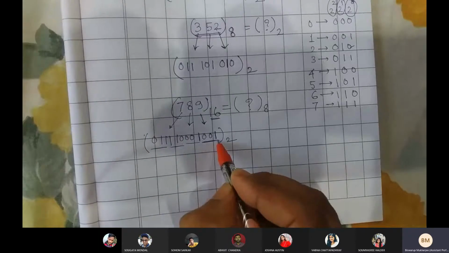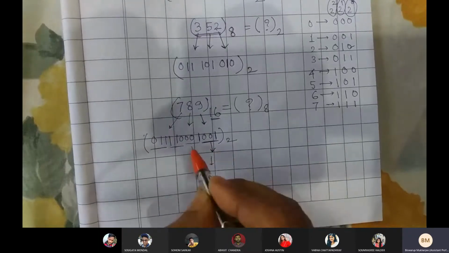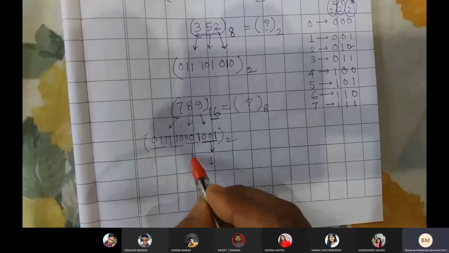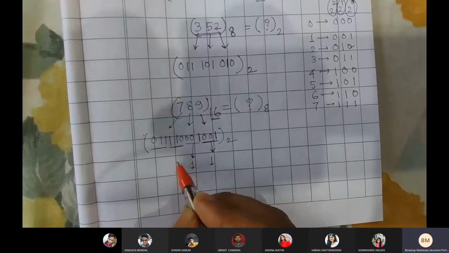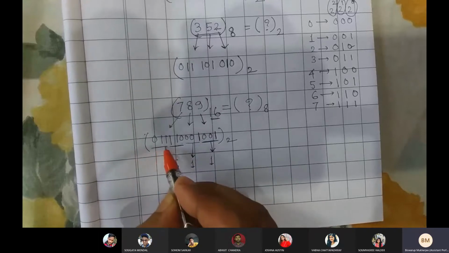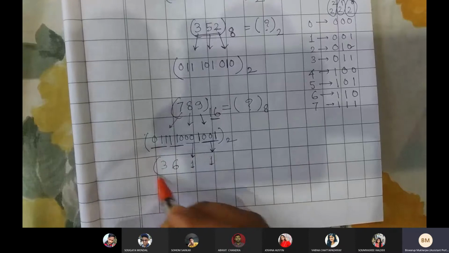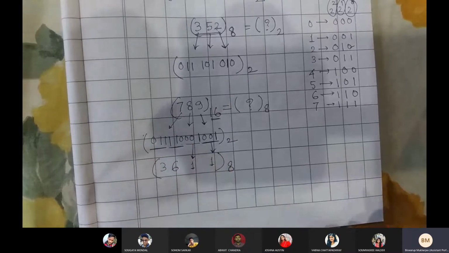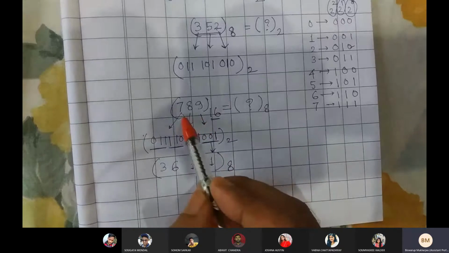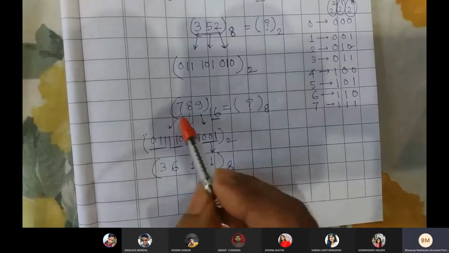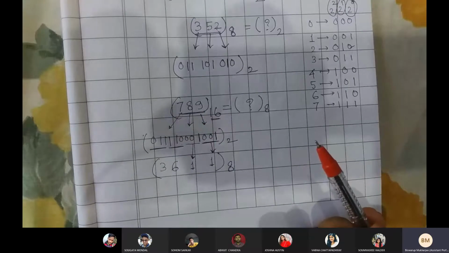So this 001 denotes that it is 1. Again 001, so it is also 1. It is 110, so that means it is 6. And lastly 011, that means it is 3. So you can write it down directly like this. 3611 is the equivalent octal number for the hexadecimal number 789. Okay, so you can also make it like this.